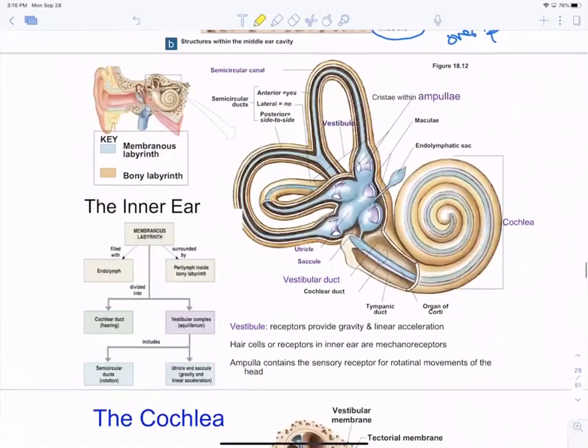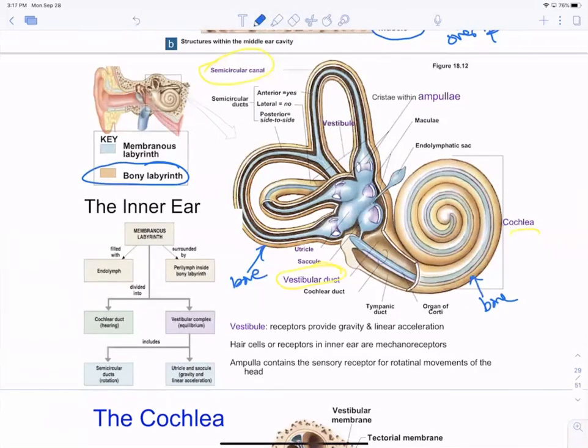Okay, so the vestibular complex, which is the semicircular canals and the vestibule, is for balance and equilibrium, and the cochlea is for hearing. Both of them have a bony structure around them. So this is bone, right? And this is bone. And so you have a bony structure that is called the bony labyrinth. So that is what the bony labyrinth is.